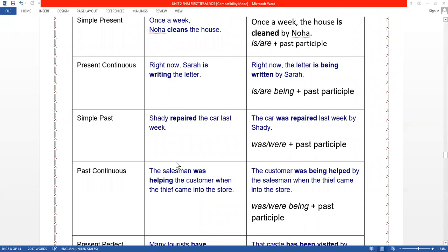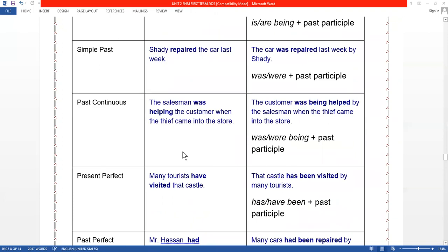Past simple, Shadi repaired the car last week. Shadi is the subject, repaired is the verb, the car is the object, and the tense is the past simple. So the rule here is was or were plus past participle. The car was repaired last week by Shadi.